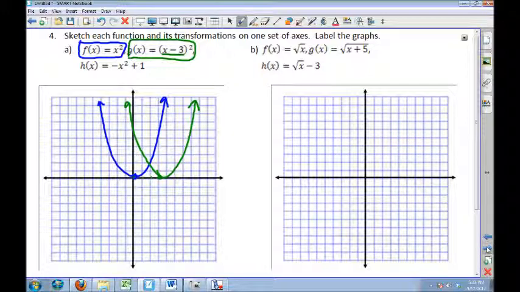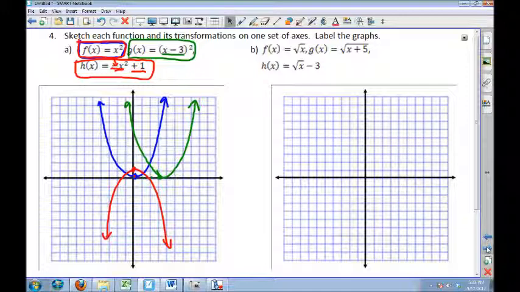And h of x equals negative x squared plus 1. Well, negative x squared is going to reflect my original parent graph, and then I'm increasing its vertex by 1 unit. So its vertex will move up 1, and it will be flipped across the x-axis. Those are my 3 sketches for each of those graphs.